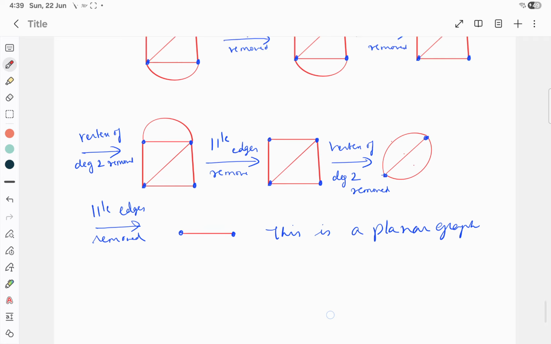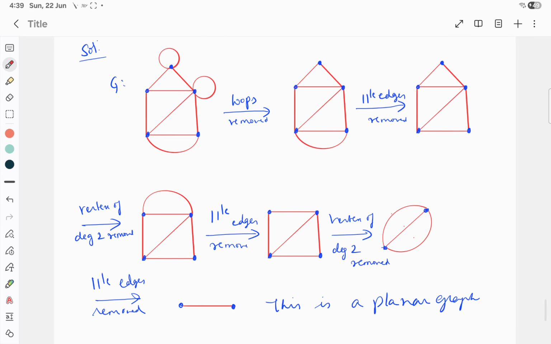Is that clear? So we can solve a few more problems to understand the concept of planar graphs.